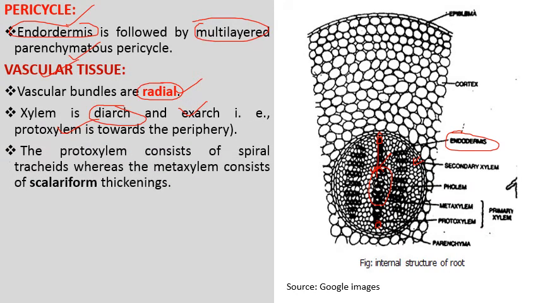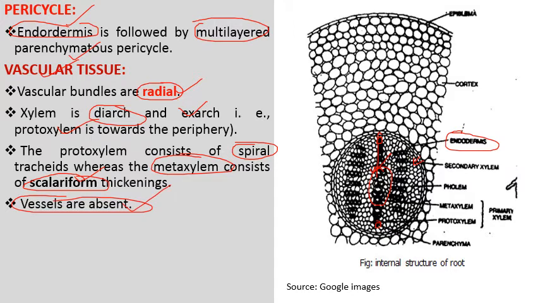The protoxylem consists of spiral thickenings. The tracheids of the protoxylem have spiral thickenings, whereas in the metaxylem the thickenings are scalariform, meaning ladder-like thickenings are present in the metaxylem. Vessels are absent in gymnosperms, so in this root vessels are also absent.